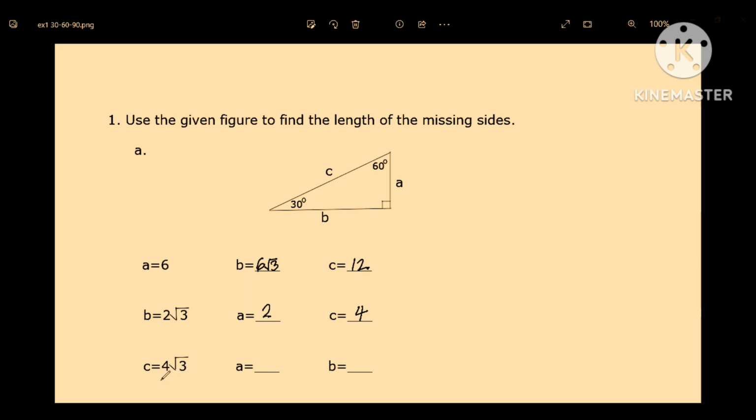What if the hypotenuse is given 4 square root of 3? Again, since the shorter leg is half the hypotenuse, so we simply divide 4 square root of 3 by 2. So a is equal to 2 square root of 3. Diba? And since b is the shorter leg times square root of 3, so we just multiply 2 square root of 3 by square root of 3. So this is equal to 2 times square root of 9 or 2 times 3 or 6. Diba? And that's it.